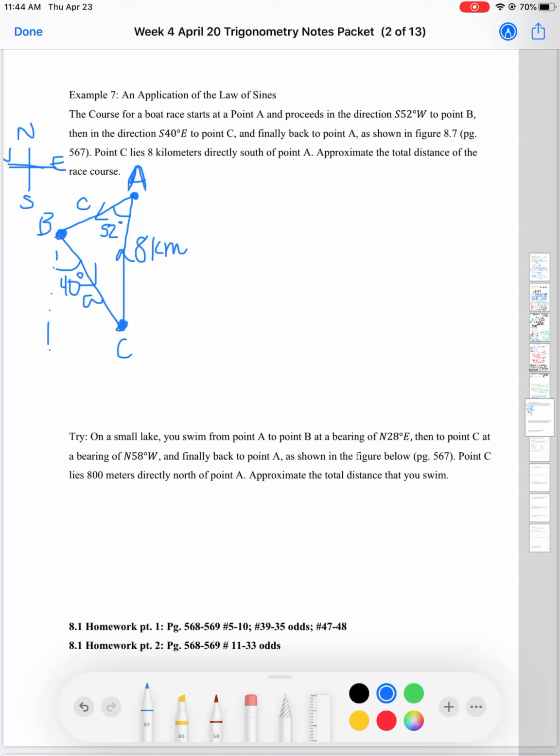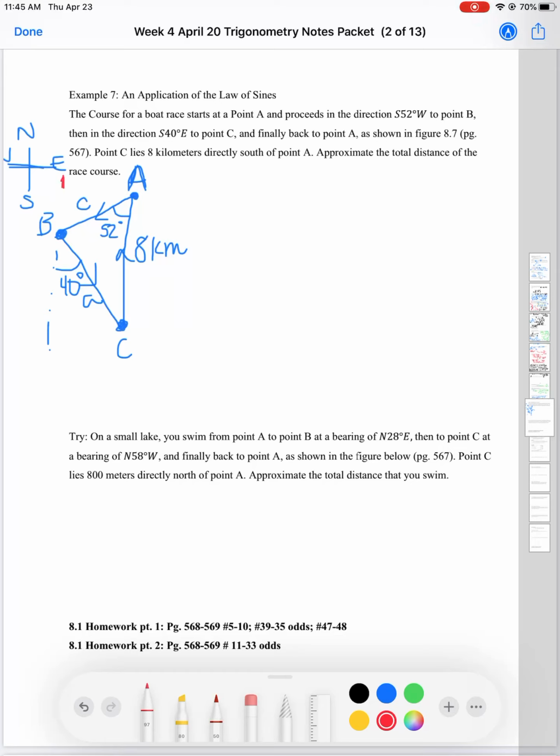So if this is side C, this is side A. To know the total distance, we would need to find C and find side A and then add up all of the sides, because that's the total distance that we are driving the boat or paddling the boat. It didn't really say what we were doing to the boat. To do that, we're going to have to use law of sines. And to find the sides, we need to know the angles.